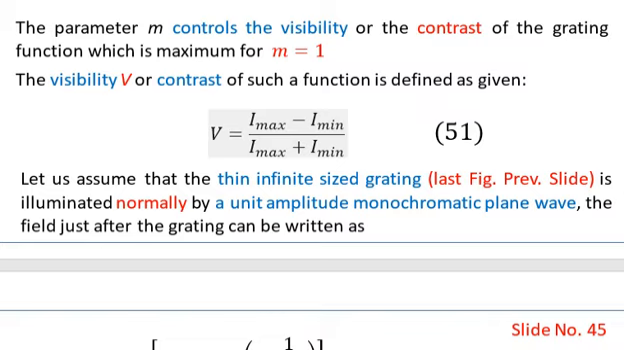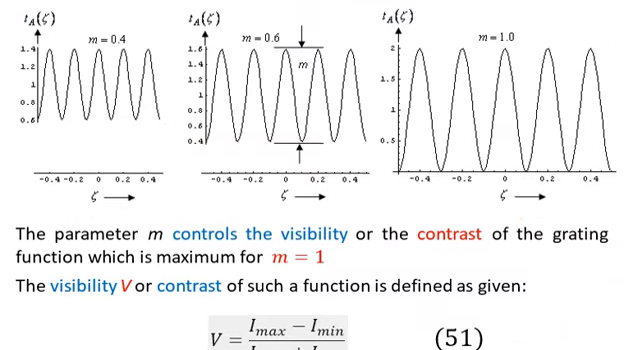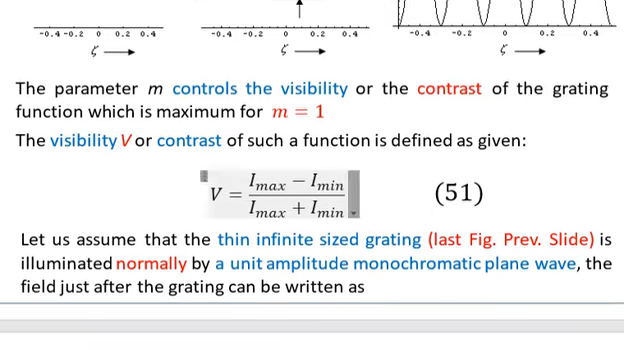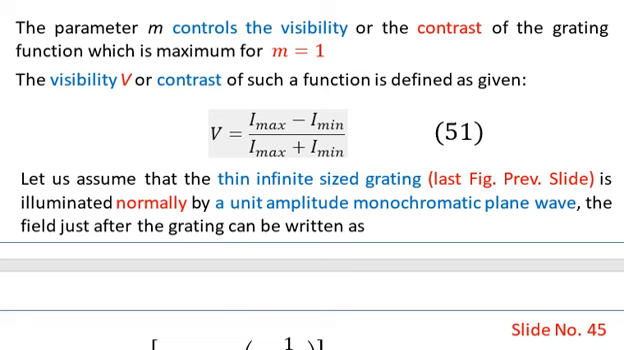If we apply this formula for the calculation of visibility to the last figure over here for m is equal to 1, you see that the minimum intensity is 0 and the maximum intensity is equal to 2. So if you put these values, the maximum is 2 and the minimum is 0.